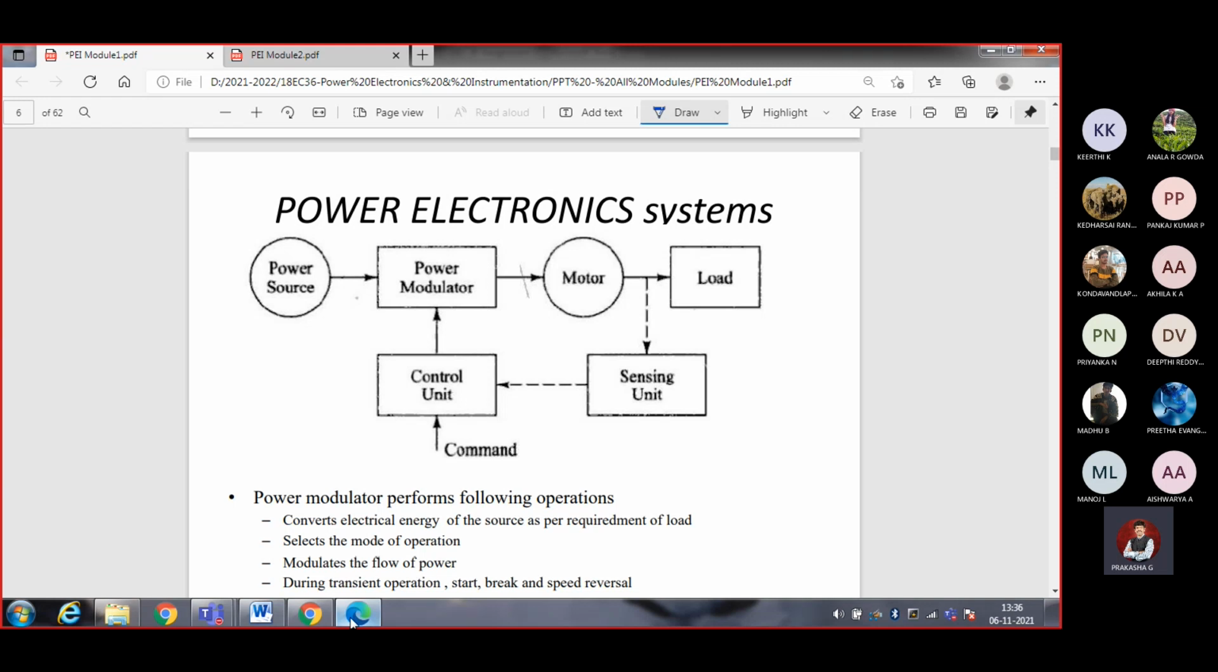So you are supposed to write the block diagram neatly. Once it has been written, you should explain each block of it. What do you mean by power source? What do you mean by power modulator?